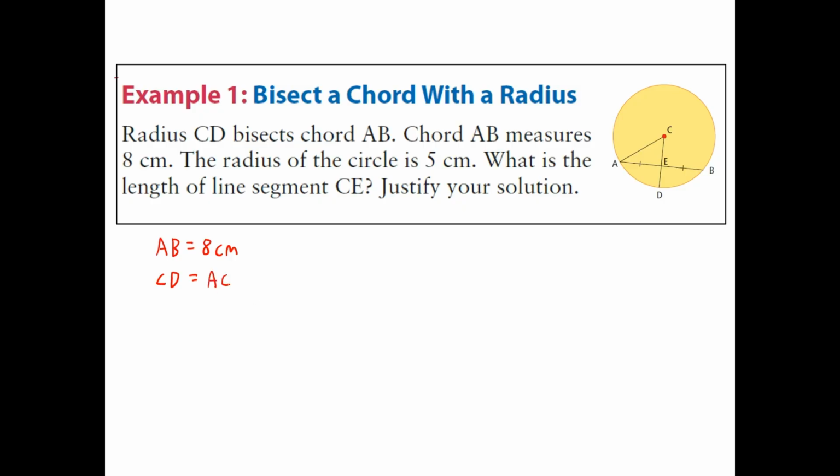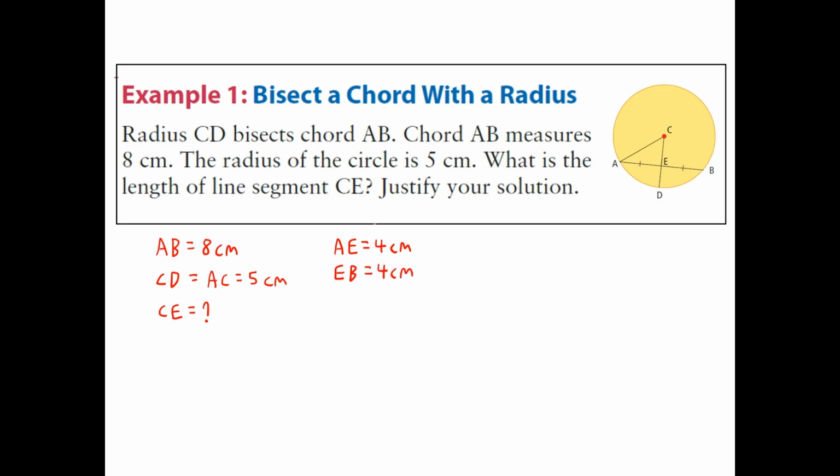So they equal 5 centimeters. What is the length of the line segment CE? So we want to find CE using this property to help us. C to E, we don't know what it is, but that's what we're looking for. Okay, so here's what we can do. Because we know that this radius bisects the chord into equal parts, we can say now that A to E would equal 4 centimeters, and alternatively, E to B would also equal 4 centimeters.